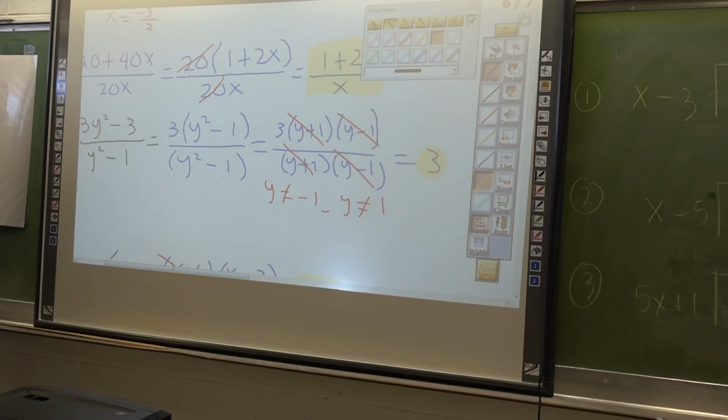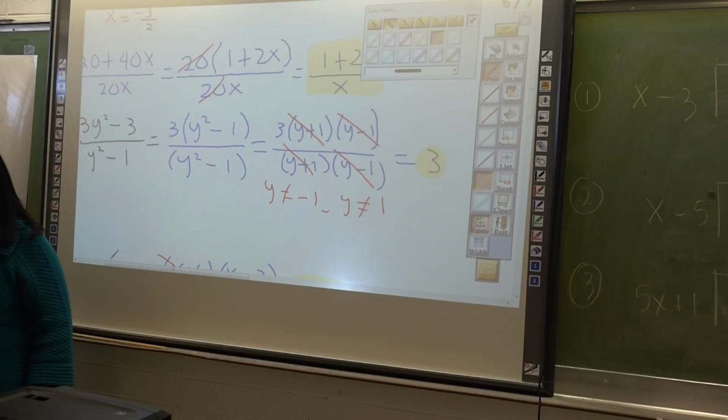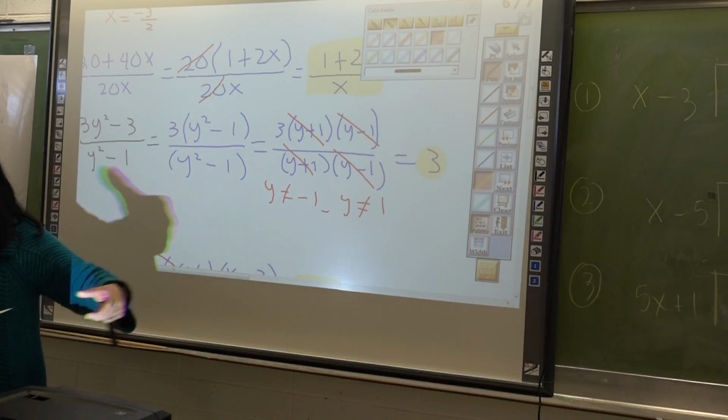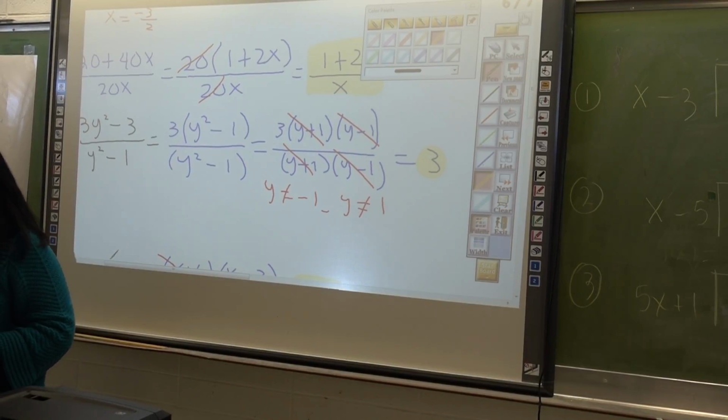Do you highlight when it can't be, so when y cannot equal 1 and negative 1? Well, now let me tell you, this is a good question. The problems are in the back of, well, I don't know, when you look on the internet, I don't know if that condition is going to be there. But you have to keep that in mind.